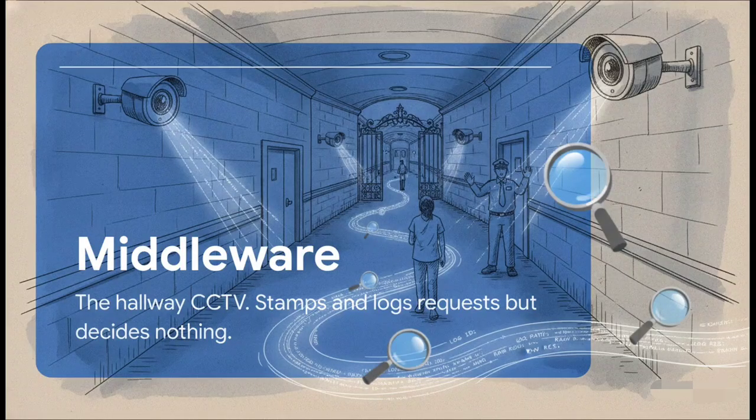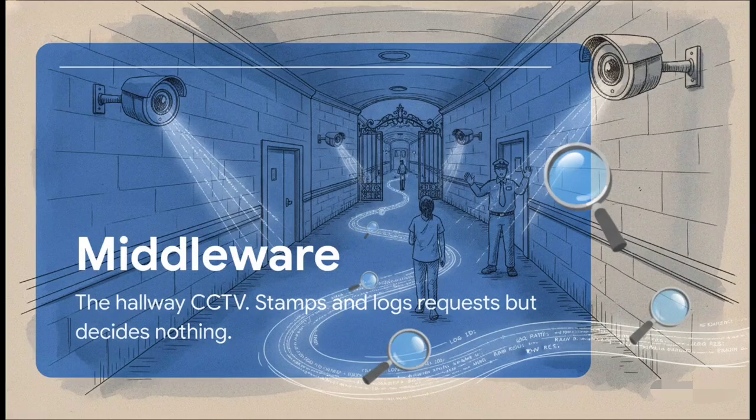As they approach, they walk through the outer corridors. This space right here is your middleware. Think of middleware as the hallway CCTV cameras. It acts before you ever see a security guard, before you hit any intake desk. It records correlation IDs, it logs the incoming path, and it watches the raw request and response objects passing through.